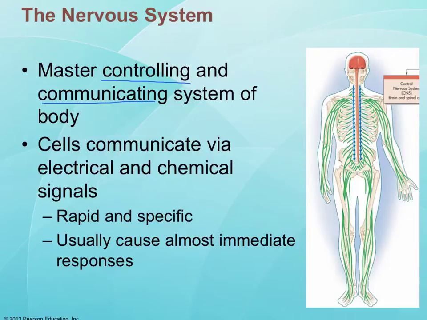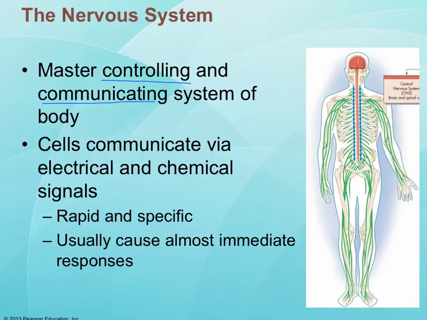In this nervous system, it's the fast system that can respond to stimuli in the environment. So if somebody steps on your toe, you feel the pain and you just retract your foot. That is controlled by the nervous system. The cells in the nervous system communicate via electrical and chemical signals. That's why it's so fast.